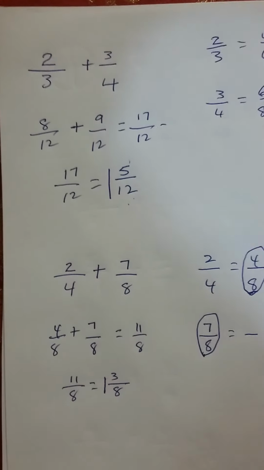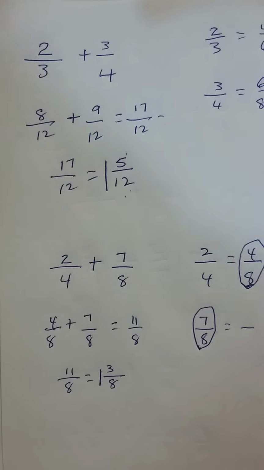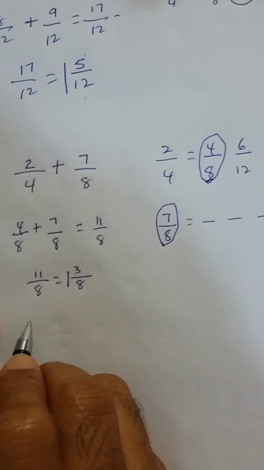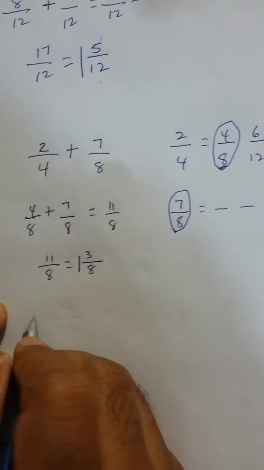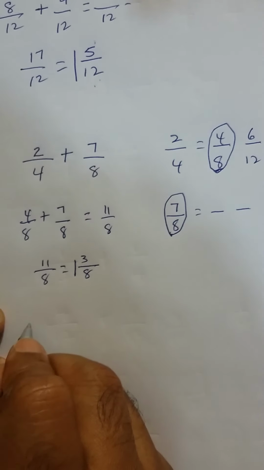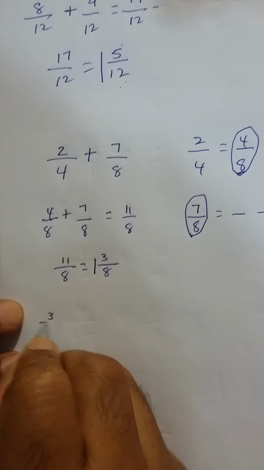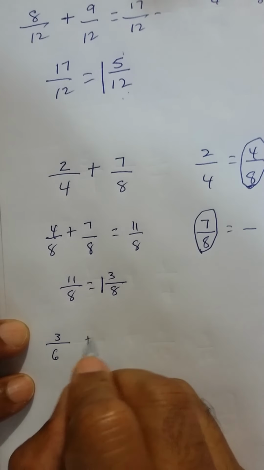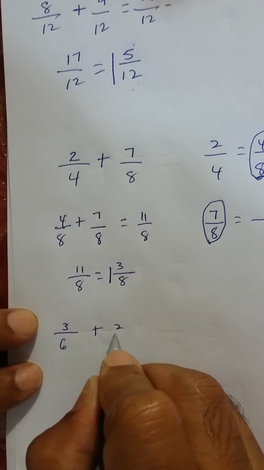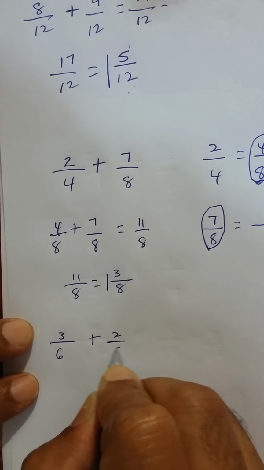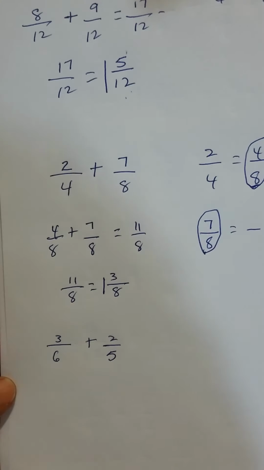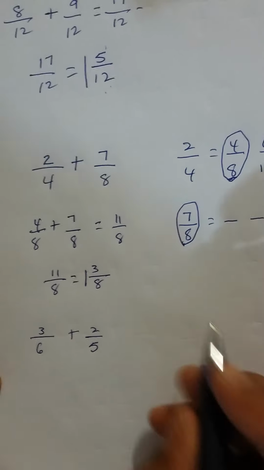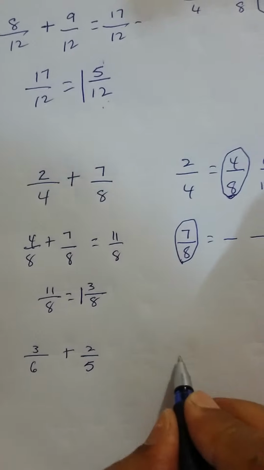Alright, now let me just try one more. Alright, suppose I had 3/6 add 2/5. 3/6 add 2/5. Let's go. Different denominators. So we go again.